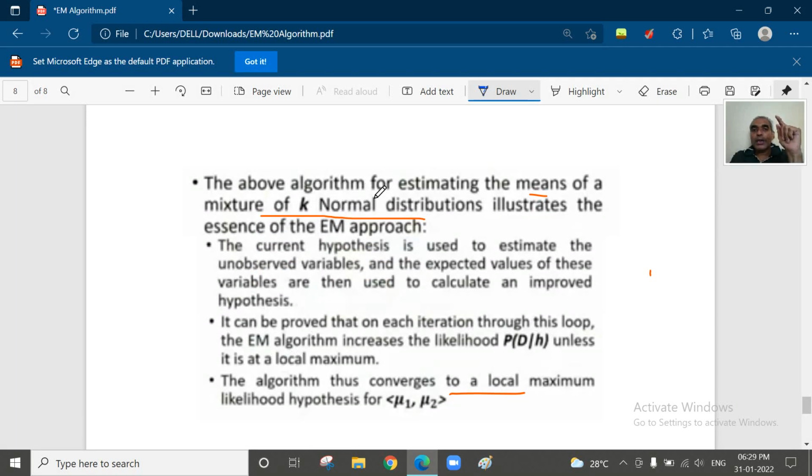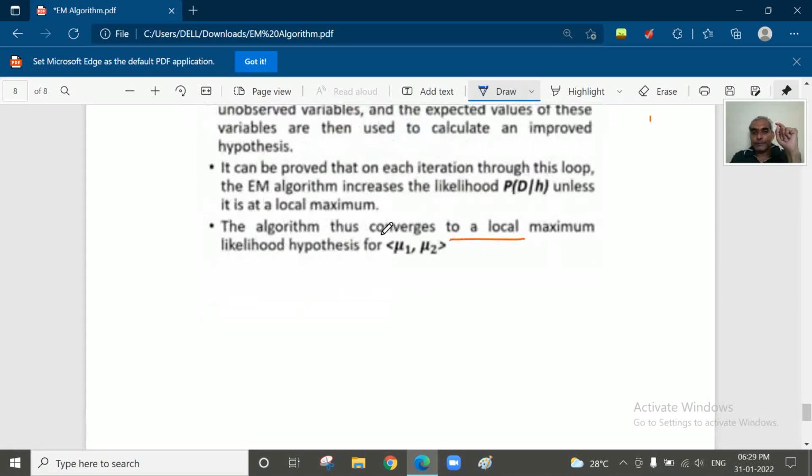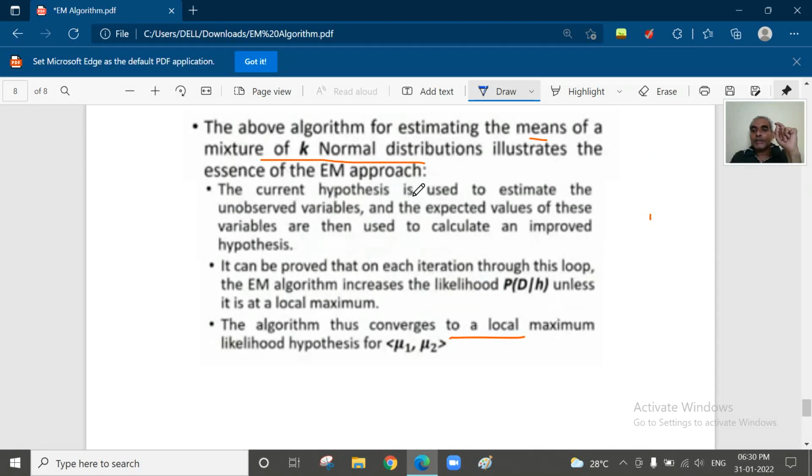Now this above algorithm for estimating the means of a mixture of k normal distributions illustrates our expectation maximization algorithm. So the current hypothesis is used to estimate the unobserved variable. Since we are just making a guess, we keep on calculating until it converges. The expected value for these unobserved variables is then used to calculate an improved hypothesis. Right? Each time you are going to find h dash.